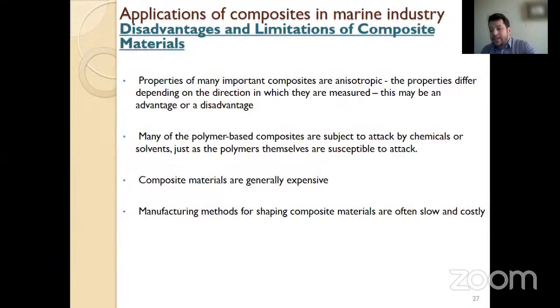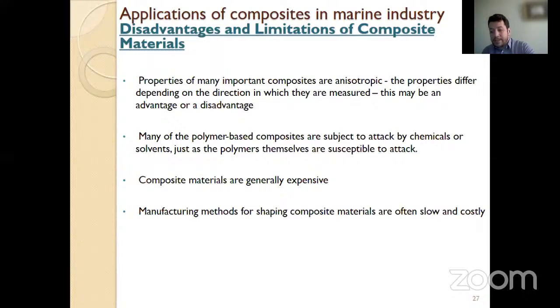From disadvantages and limitations of composite materials: the properties of many important composites are anisotropic. The properties differ depending on the direction in which they are measured. This may be an advantage or a disadvantage. Many of the polymer-based composites are subject to attack by chemicals or solvents, just as the polymers themselves are susceptible to attack.